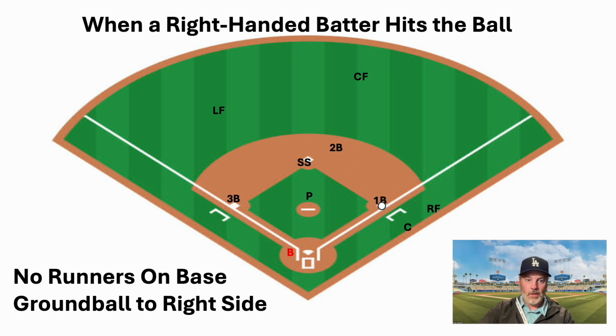Okay. Here's what it looks like when we put it all together. Remember, everybody's moving at the same time. Right-handed batter hits the ball, no runners on base, ground ball hit to the right side. They hit it to second, everybody's in position. Second baseman throws over to first. Okay.